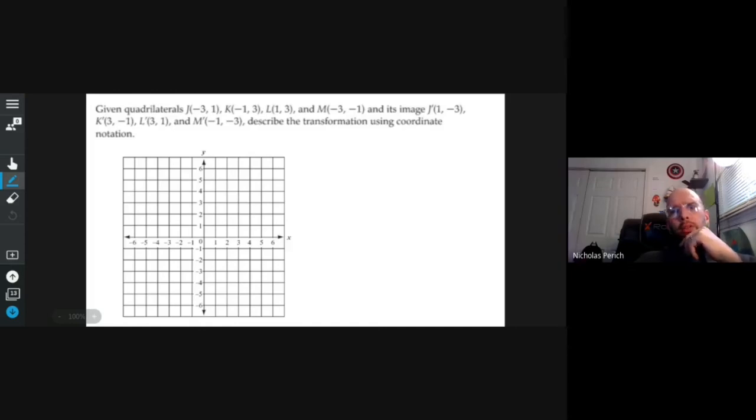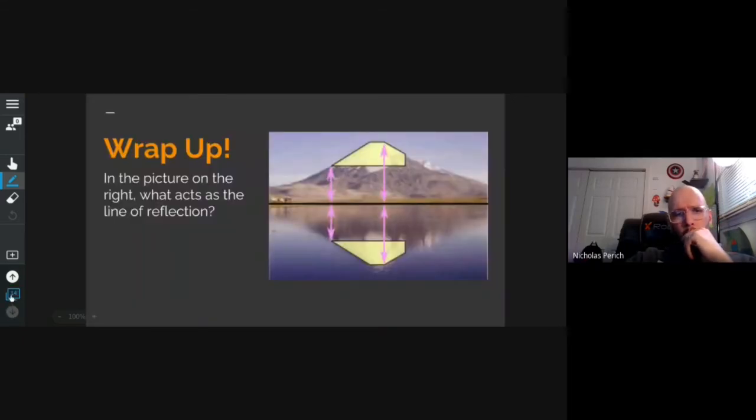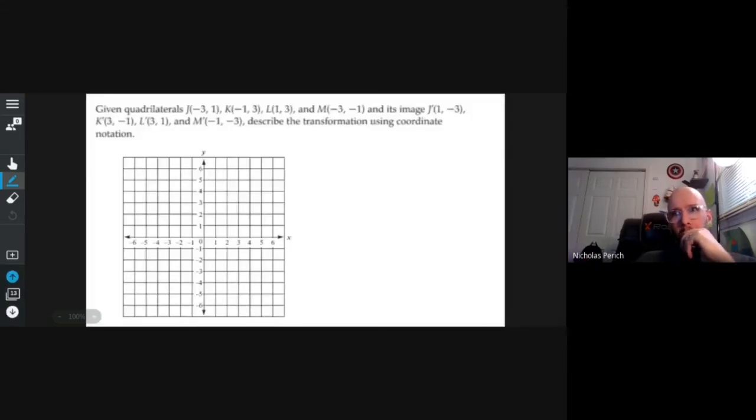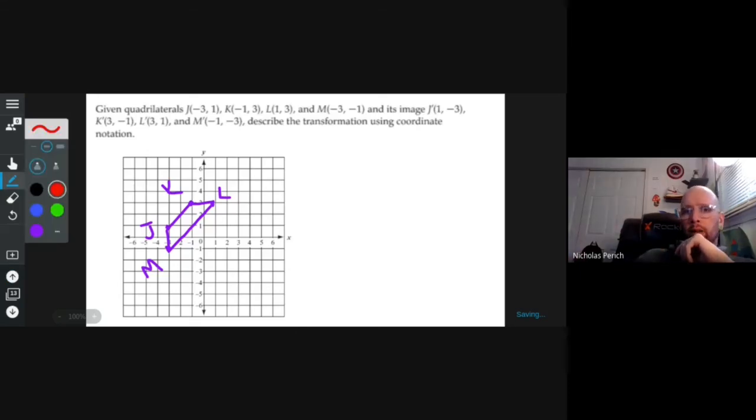Given quadrilateral JKLM and its image, describe the transformation given the coordinates. Okay, I am going to. J is negative 3, 1. K is negative 1, 3. L is 1, 3. And M is negative 3, negative 1. Finally, I drew a decent shape. And its image, J prime, is 1, negative 3.